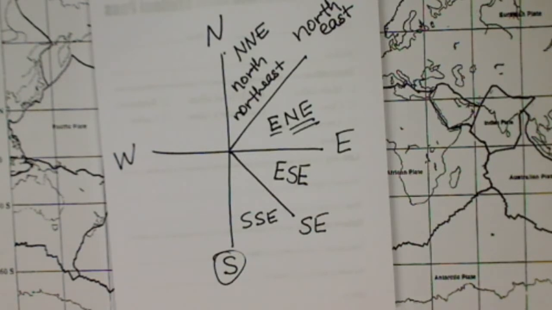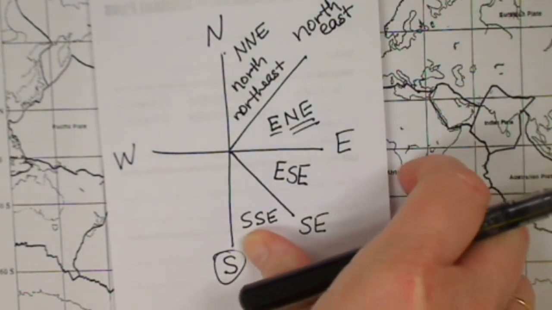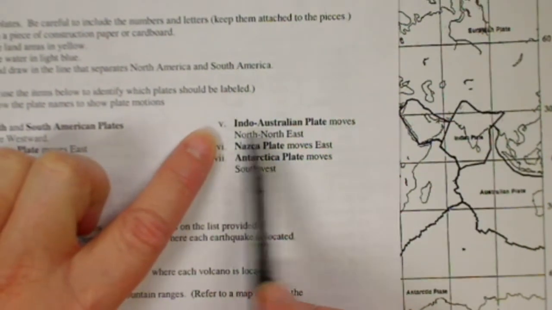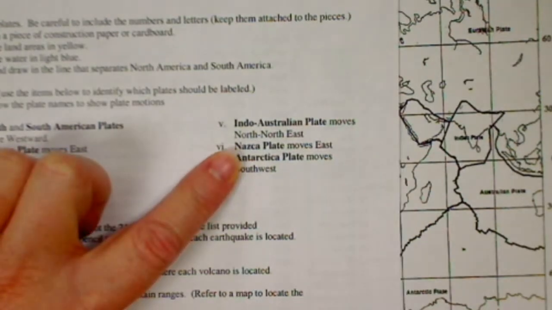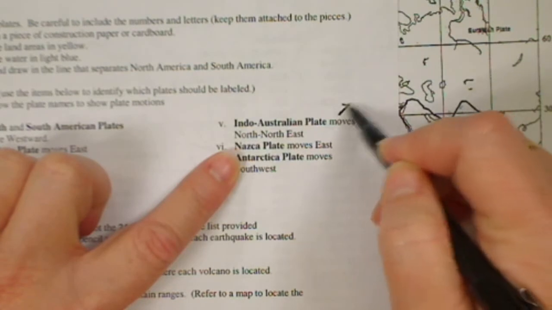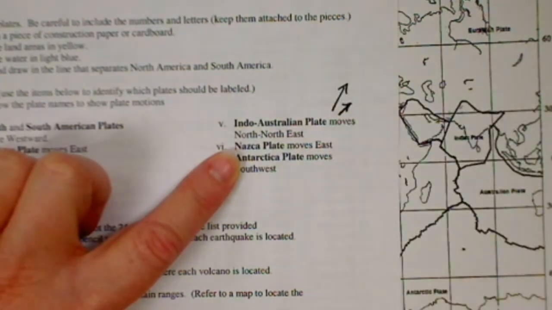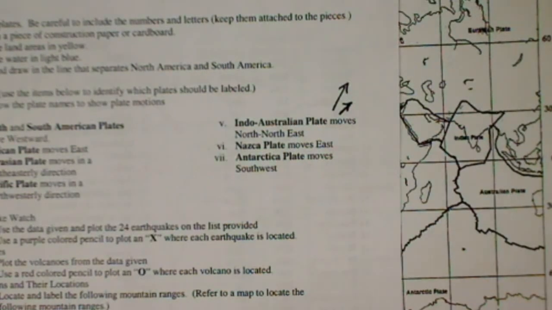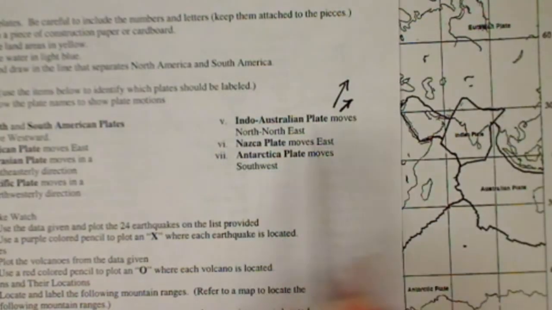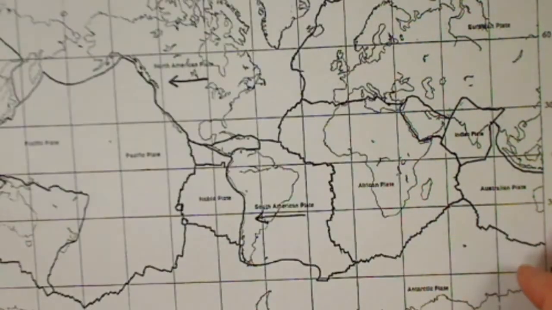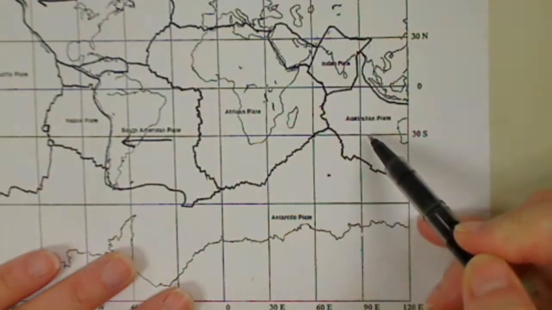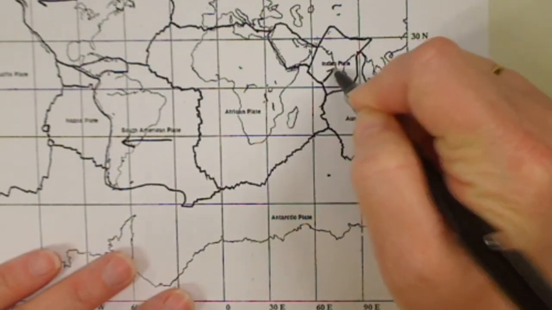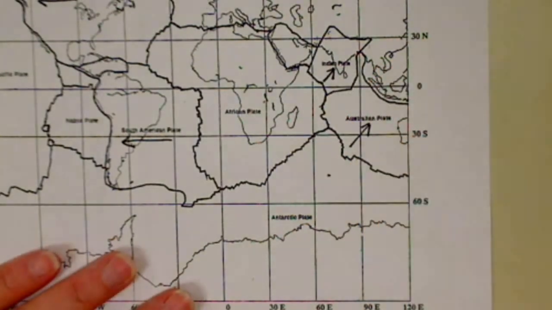Everybody look back at your instructions, at the directions of the plates, the plate movement. Notice number 5 here, the Indo-Australian plate moves north-northeast. Okay? Northeast is going to be this direction, but it needs to be further north. Now, I'm going to go ahead and do this one with you because it's a little bit confusing. On this paper, they're calling it the Indo-Australian plate. And when you go to your map, they are 2 separate plates. Notice you have your Indian plate and the Australian plate. Go ahead and do north-northeast arrows on those plates.